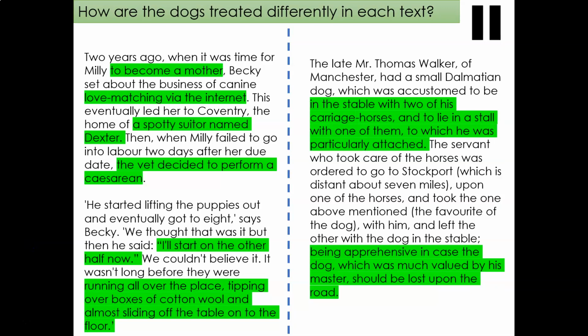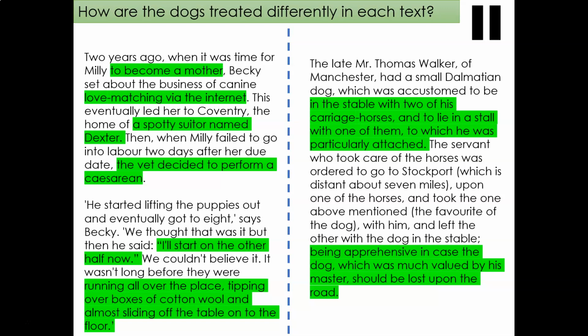Okay, so let's have a look at some of the things that I have chosen. Remember, they're not going to be necessarily exactly the same as yours, but what I've noticed here is that in text A, the dog is really treated almost like a human being. They talk about trying to find her a match on the internet, find her a suitor so that she could become a mother, and even the wording of the vet who decided to perform a caesarean in order to take the puppies out.